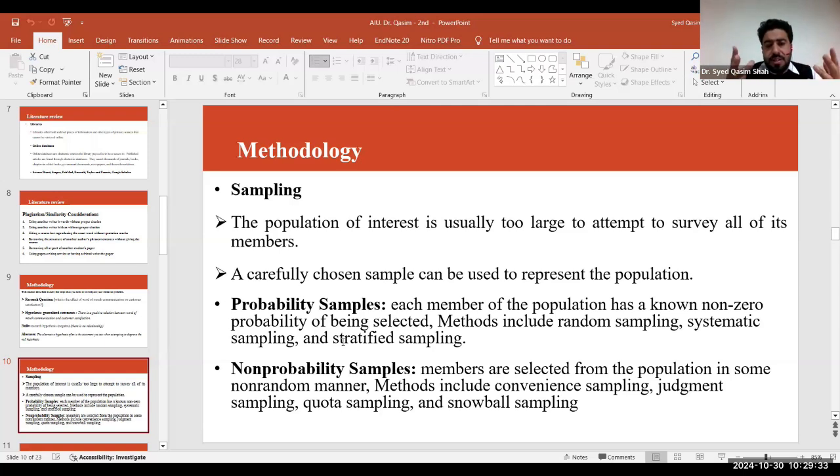So either method, whether it is random, systematic, stratified sampling, or whatever the sampling technique is, it depends on our research question, on what we exactly want to know about, so we can use these particular sampling procedures.